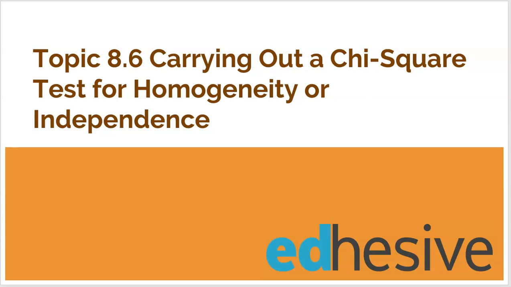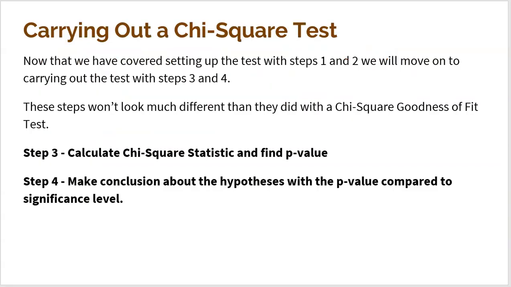So in the previous videos, we've covered chi-squared goodness of fit, which is for one categorical variable. And then in the previous video to this, 8.5, we talked about setting up a chi-squared test for homogeneity or independence, which involves two categorical variables in a two-way table. We covered steps 1 and 2. In this video, we're going to cover steps 3 and 4.